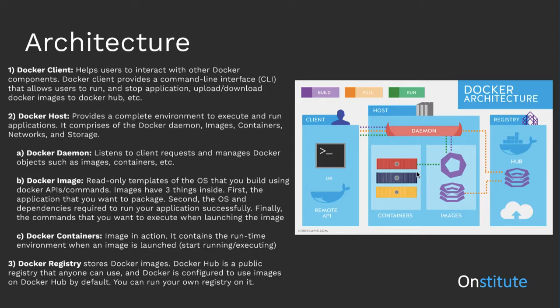So what is Docker image? Docker image is basically a read-only template of the operating system that you want to build using the Docker APIs or commands. So a Docker image basically has three different things inside. First, the application that you want to package or containerize. Second, the operating system and the dependencies required to run your packaged application successfully. And third, the commands that you want to execute when launching the image.